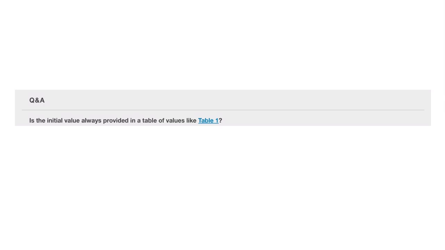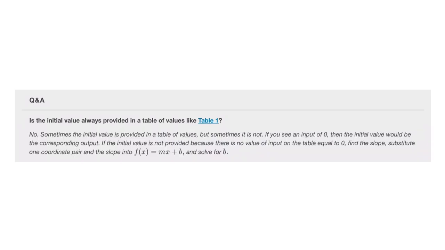Take a moment. Jeopardy, right? Okay, that result should be no, right? It's not always provided. Sometimes the initial value is provided in the table of values, but sometimes it is not. If you see an input of 0, then the initial value will be the corresponding output. If the initial value was not provided because there is no value of the input on the table equal to 0, find the slope, substitute in one coordinate pair, and solve for b. And that's what we've been doing, but I like that they asked that question, so that's why I included it.